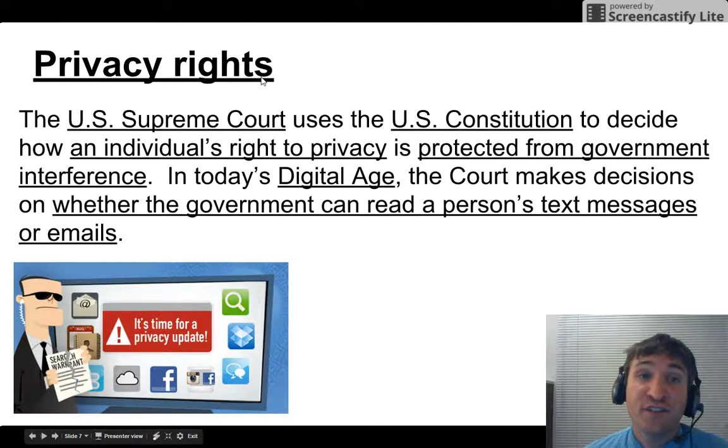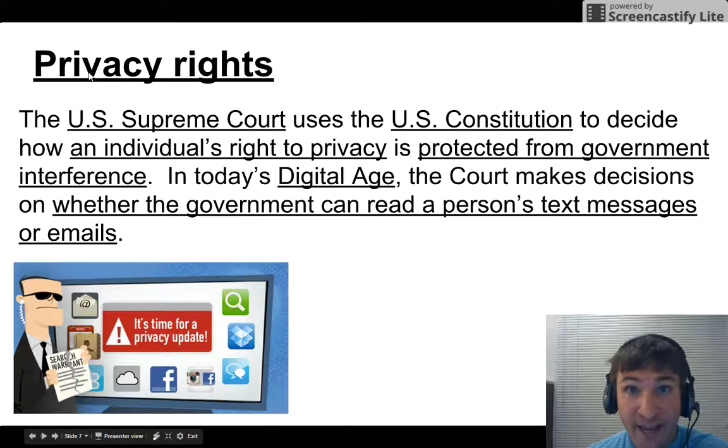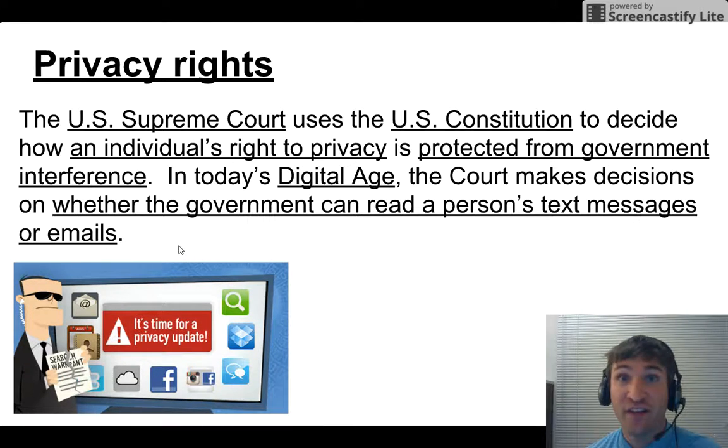Speaking of rights, privacy rights, which are becoming more important today in the digital age. The U.S. Supreme Court uses the U.S. Constitution to decide how an individual's right to privacy is protected from government interference. In today's digital age, the court makes decisions on whether the government can read a person's text messages or emails. Can the government do that? What if they're trying to protect us? What if it's a dangerous person? Or is this all private? Is your text message a private thing that no one should see? That's the question right now. And the Supreme Court is starting to make decisions about these issues.